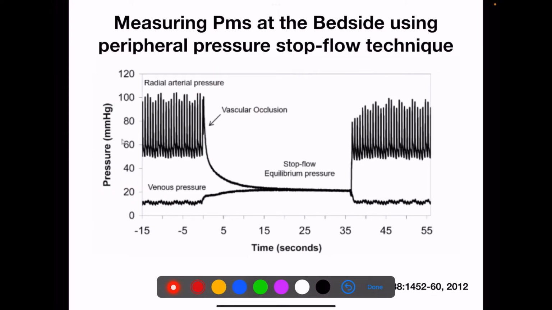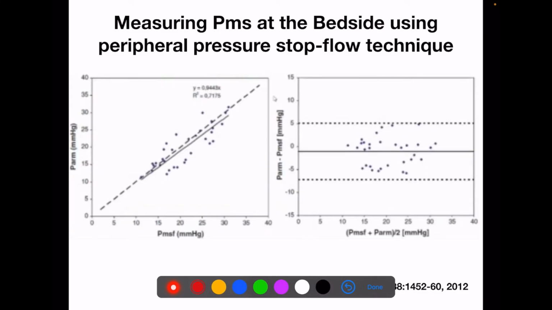Now there is one more method, which is the measuring by stop flow technique. Here you have a radial arterial line, and what you try to do is occlude the vessels. So the point where the venous and the arterial line pressures come into an equilibrium is called the mean systemic filling pressure. Now this was done at the bedside also, and it had found very good correlation.